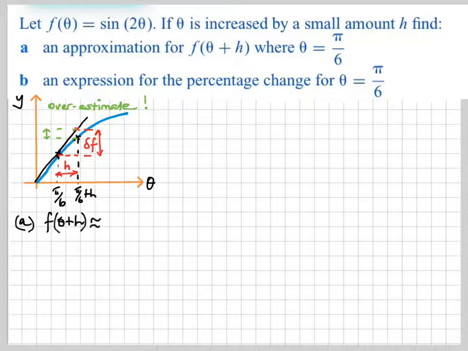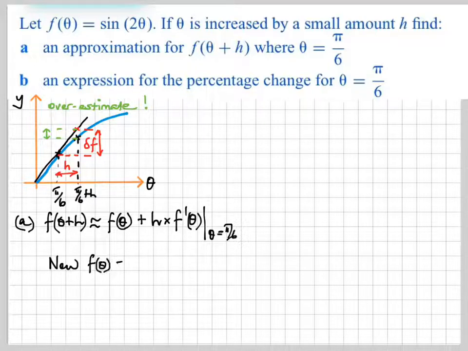All right, no problem. We know that f of theta plus h is approximately equal to the original value of f of theta, that is, in this case, where theta is pi on 6, plus the run times the original gradient. That's the rise, okay? That's the rise. Now, we've just got to use that formula, and everything will come up roses.